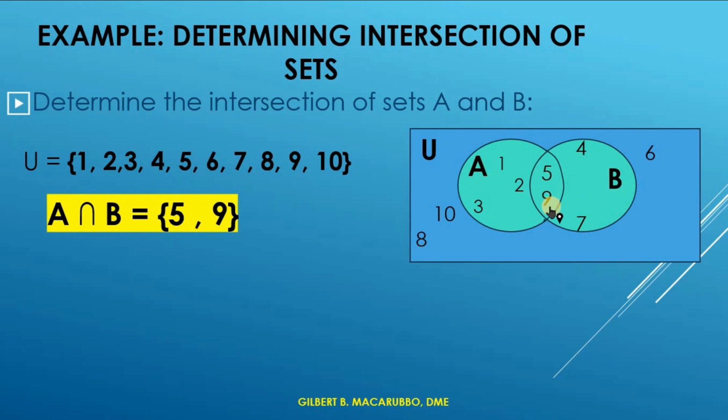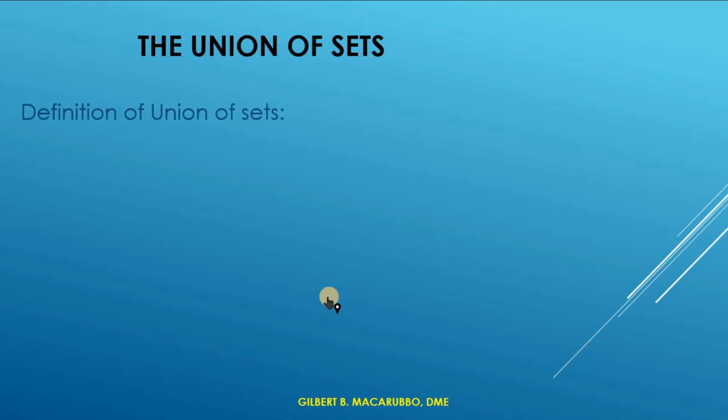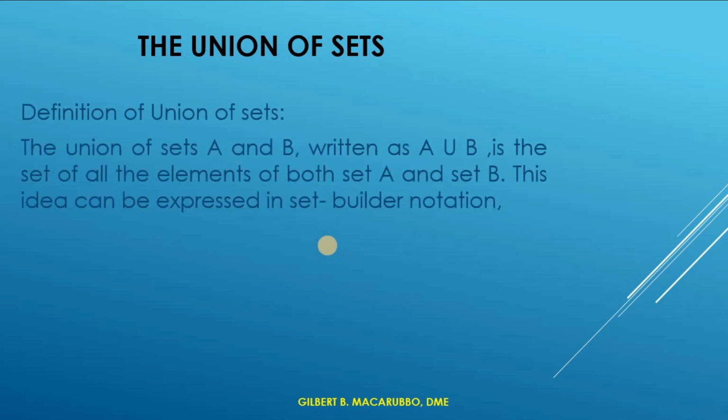These 5 and 9 are common to both set A and set B. Okay, so let us move to union of sets. The union of sets A and B is written with this symbol. The union of A and B is the set of all elements of both set A and set B. This idea can be expressed in set builder notation: the set of all x such that x is in set A or set B.